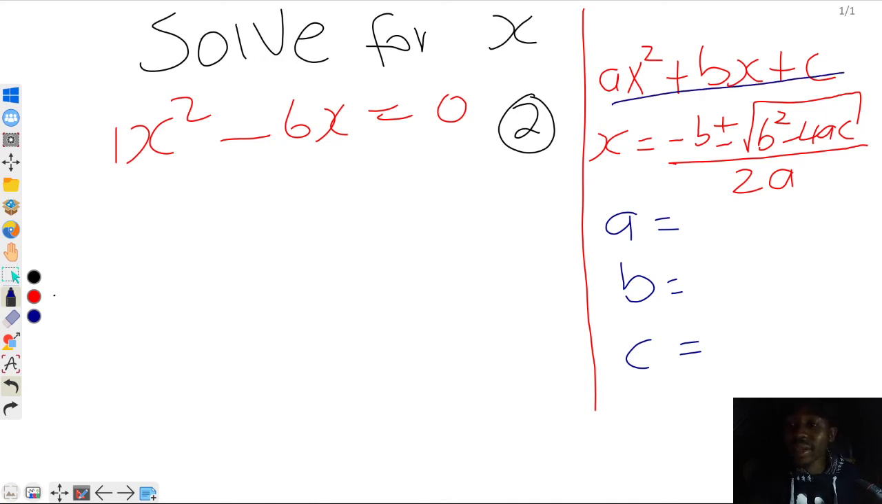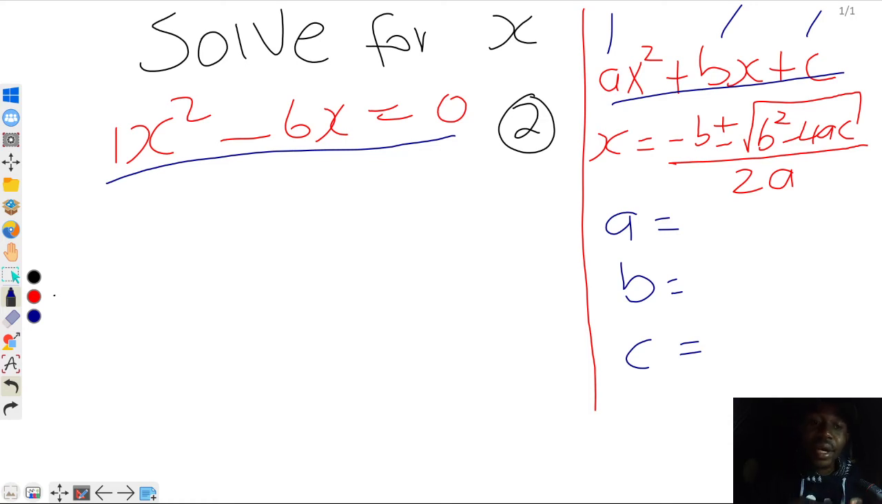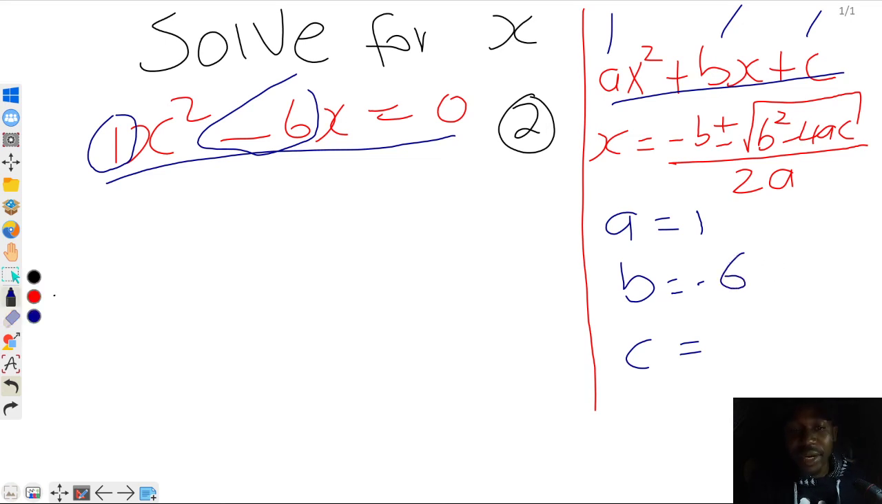Looking at this standard equation, a is before the x squared, b is before the x, and c is the constant. Do we see that on this equation? Yes. Our a is this one, our b is -6, and our c is 0. If it's not given, then we know it's a 0, a constant.